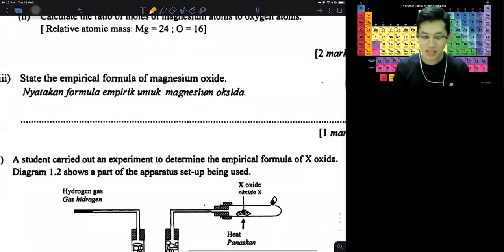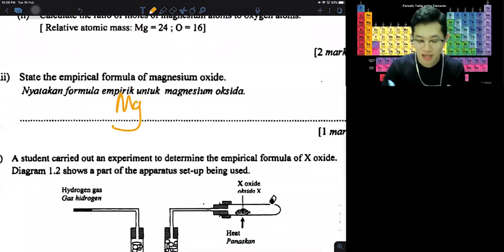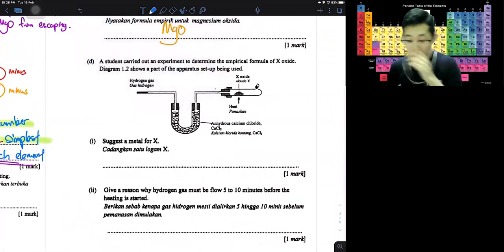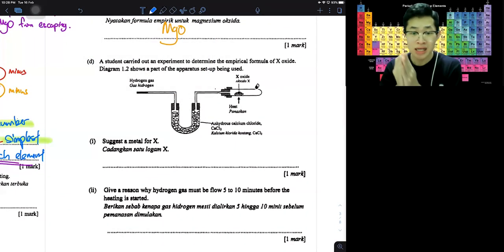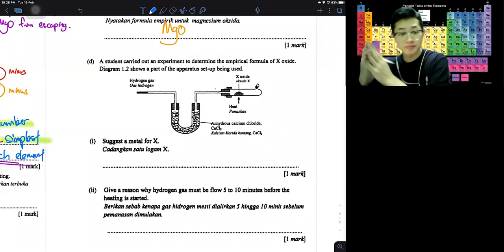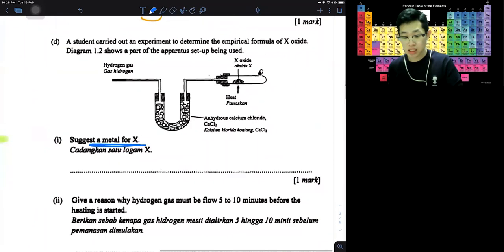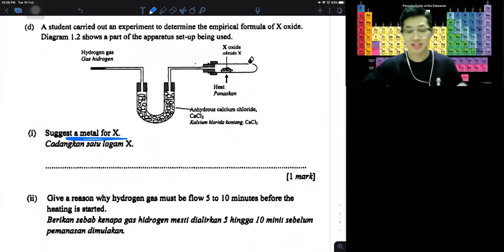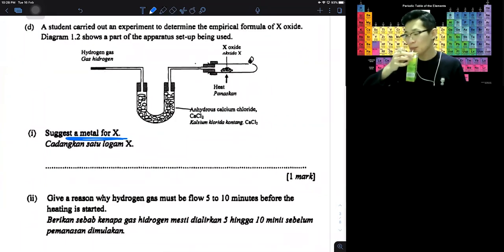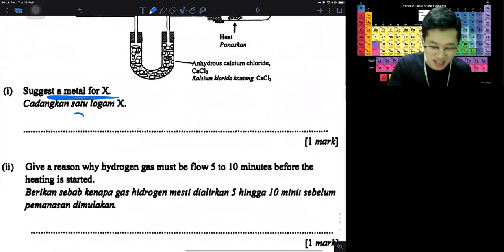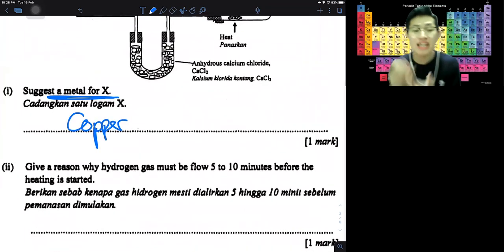Ratio, I skip. State the empirical formula of MgO. Okay, MgO. Okay, here. This is the empirical formula of X oxide. Suggest a metal for X. X, please. Name your X. Your X. Faster. Name of your X, faster. Okay, very good. Okay, it can be a copper. Other than copper.